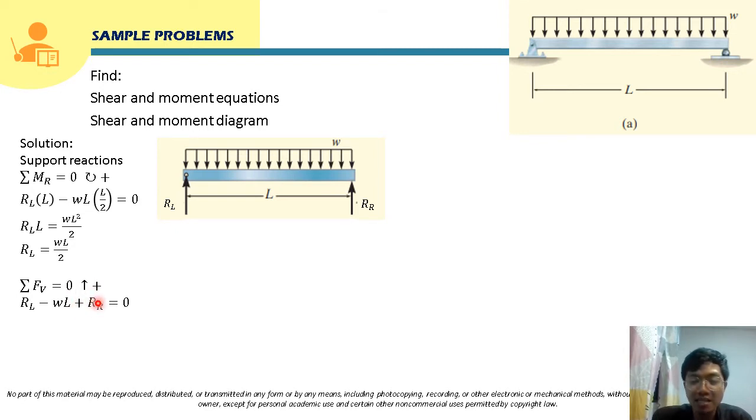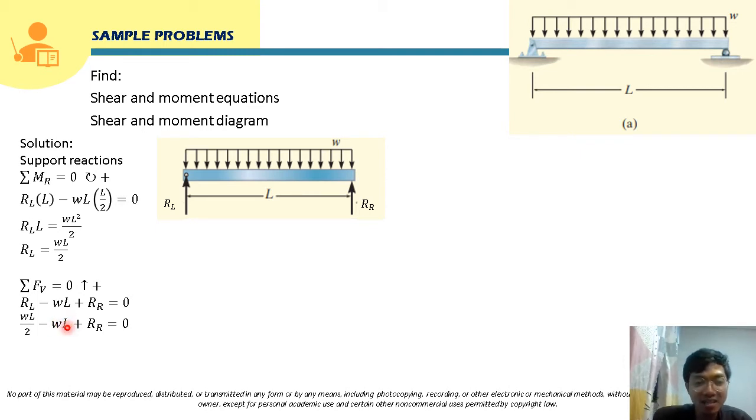So this will be plus R sub R. Okay, so we can substitute the value of the RL that we solved here. Substituting that value, this will become WL over 2 minus WL plus the reaction at the right support, and this will be equal to 0. So solving for the reaction at the right support, it will just be WL over 2 minus WL.